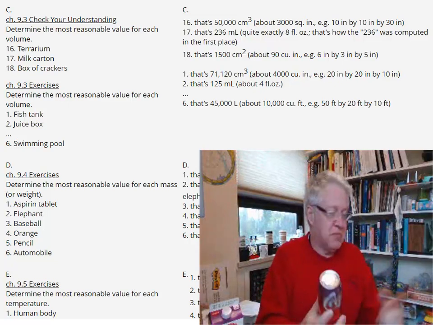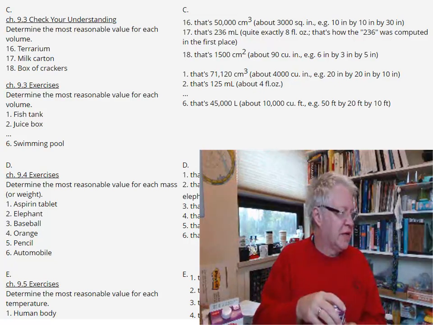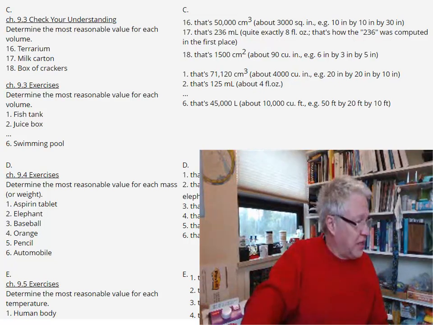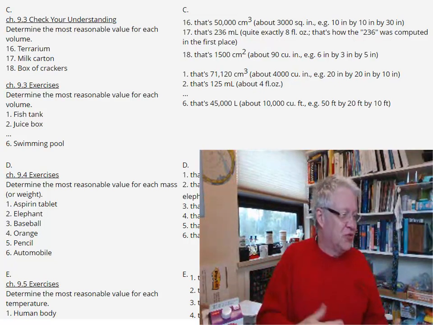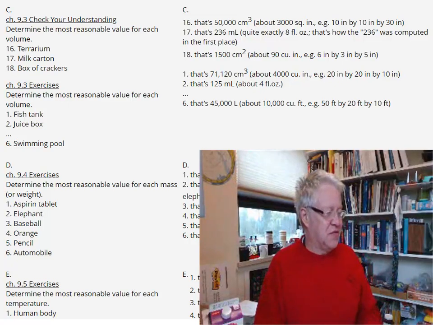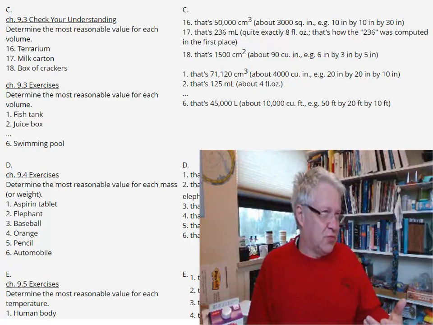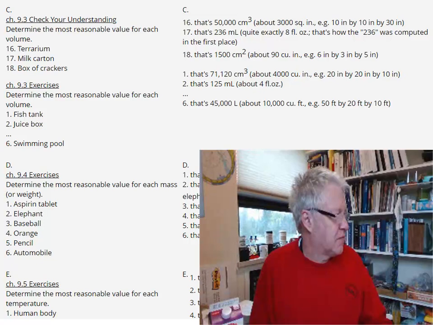It says 236 here. I guess a milk carton is a little smaller than a soda can. And that would be quite exactly 8 fluid ounces. That's actually where the 236 comes from in the first place. So if you multiply, I believe the conversion was 29.57. When you multiply that by 8, you come up with pretty much 236.